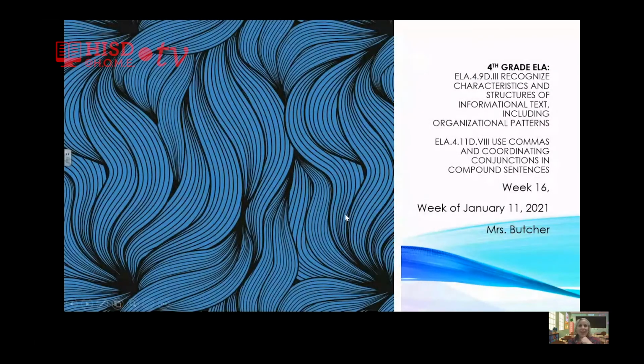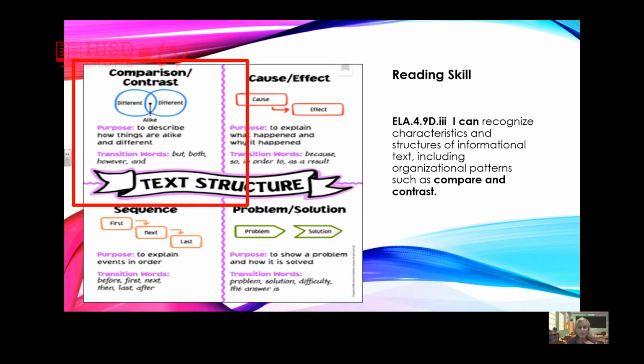Today is the week of January 11th, and we are going to recognize characteristics and structure of informational text, including organizational patterns. We're specifically focusing on compare and contrast. When you look at compare and contrast, we have what's different on the outside, we're contrasting, and what's alike in the middle, what's similar. So our purpose is once again to see how they're alike or different. And then we have these great transition words. But, however, and in contrast are on the different side. Alike would be similar, both, alike, also, and too, things like that.